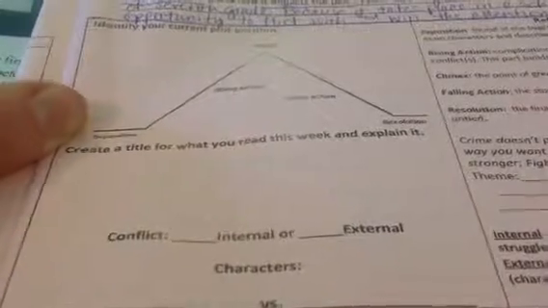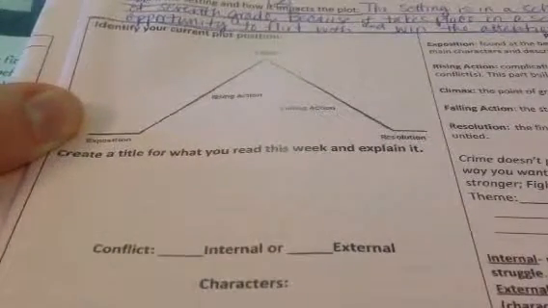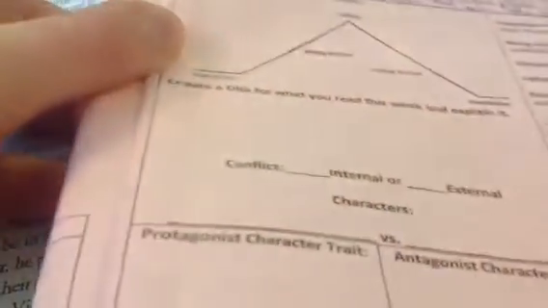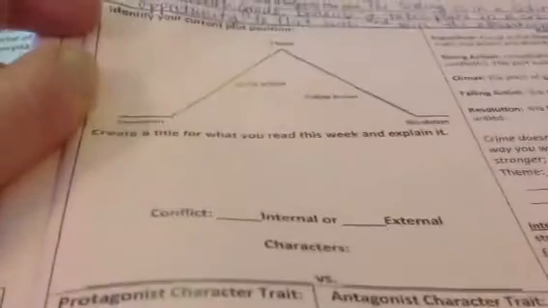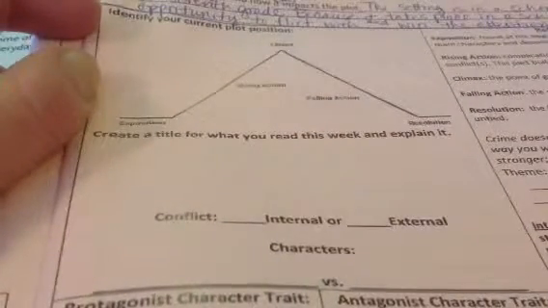Okay, we are back with part 2 of the Fiction Weekly Reflection, and we are going to use the story 7th Grade by Gary Soto in order to do the second part, which is creating a title for what we read this week and explaining it and also indicating where we are on the plot pyramid.